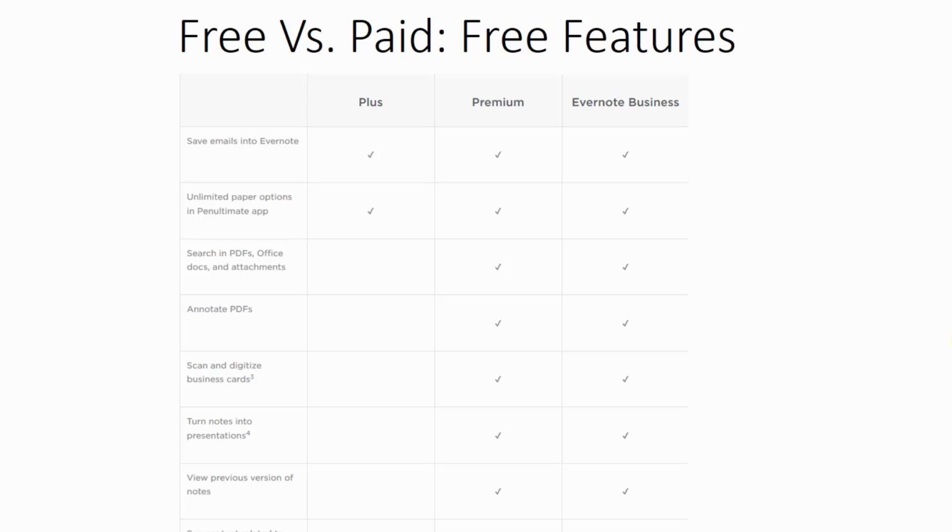Now, one of the keys is understanding how you're going to use Evernote. And as you'll notice, when we're talking about both premium and business, there are going to be some things that are going to be missing from the free version. For example, if you need to scan and digitize business cards, you'll not be able to do that in the free version. Or if it would be handy for you to turn your notes into presentations, you will not be able to do that in the free version.